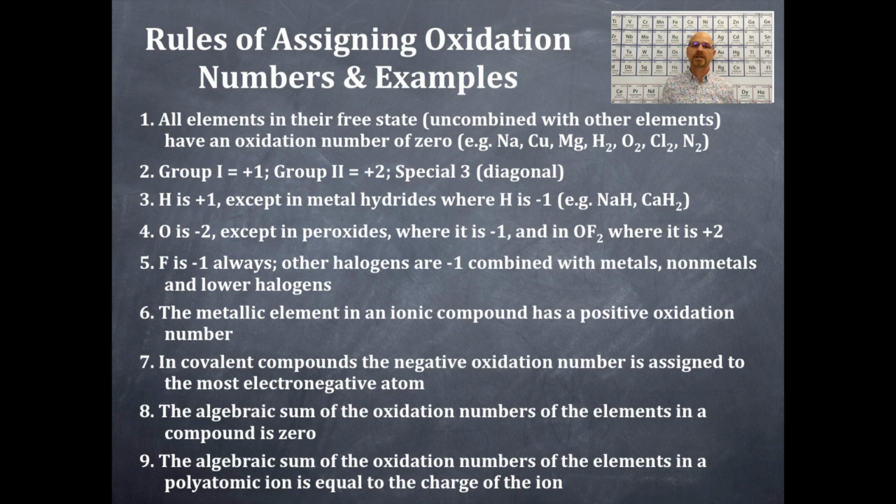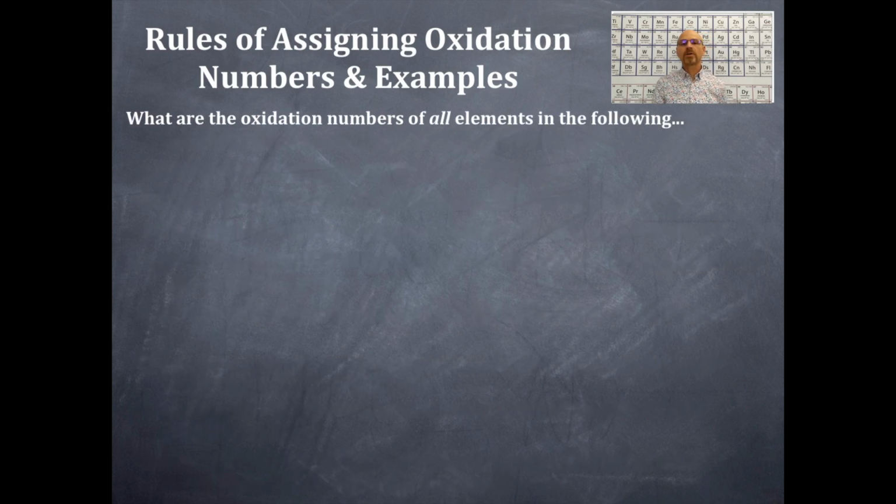+1, +2, +3. These are oxidation numbers that you should have memorized already before with nomenclature. So they tie into that. So let's do some examples using these assignments of oxidation numbers so we can get oxidation numbers for other elements that don't actually fit within these categories. Okay, so we're going to write out all the oxidation numbers for all the elements in the following.